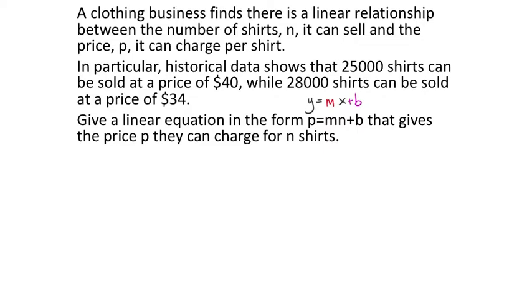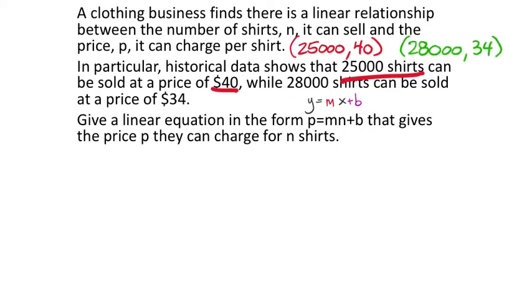They're giving us two ordered pairs, and the first one, we can see that it's 25,000 shirts for $40. Now, of course, that's $40 each. So let's write this ordered pair: the shirts, 25,000, for $40. Okay, so that's one ordered pair. And then the second ordered pair was 28,000 shirts for $34.